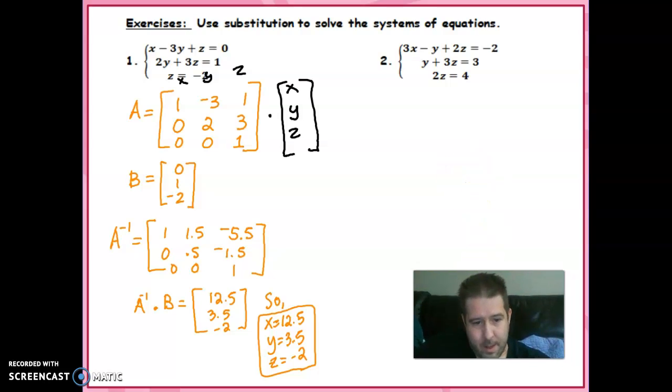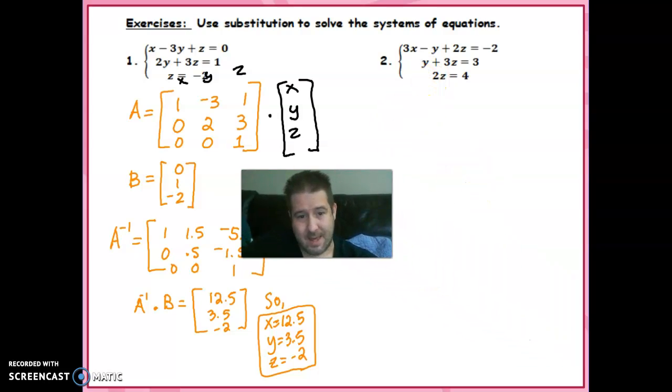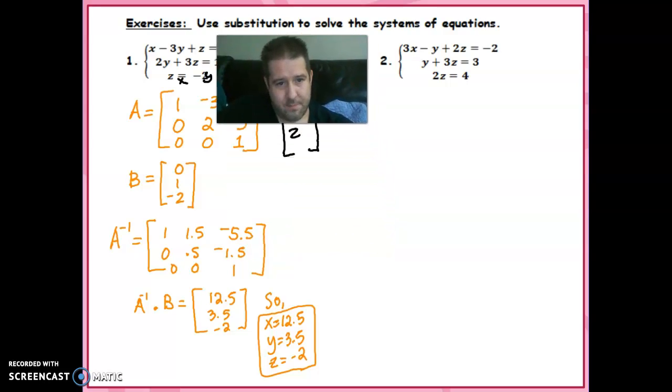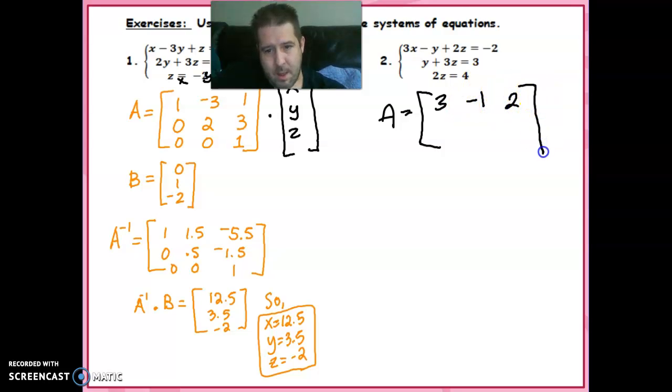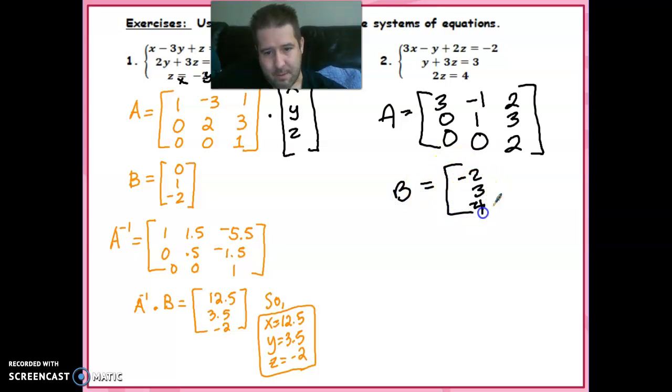All right, so one more, and I am going to have to pause because I'm going to do a lot of this into the calculator, and I don't want you to have to wait to see me do that. So let's say matrix A is... So the first line is going to be 3, x, y, and z. So negative 1 and 2. And then the second line is going to be 0, 1y, and 3z. And then the last line is going to be 0 x's, 0 y's, and 2 z's. And then matrix B is going to be negative 2, 3, and 4.